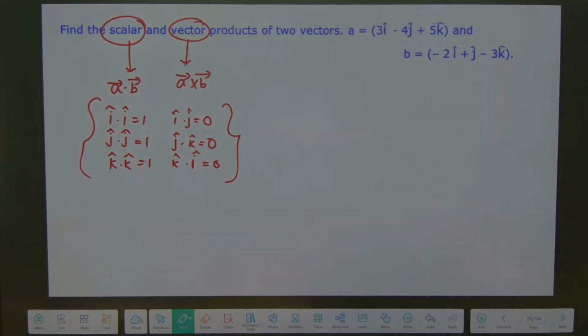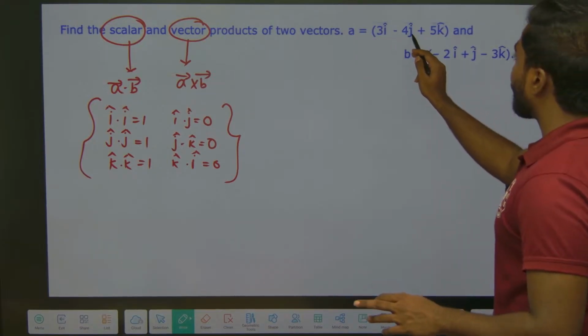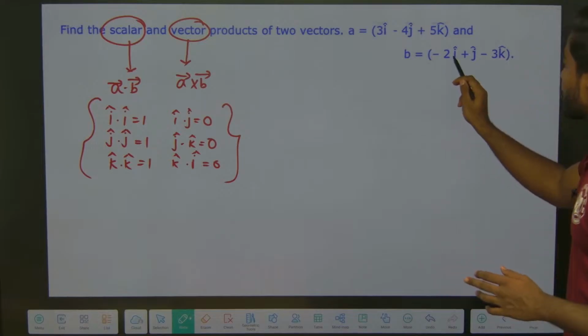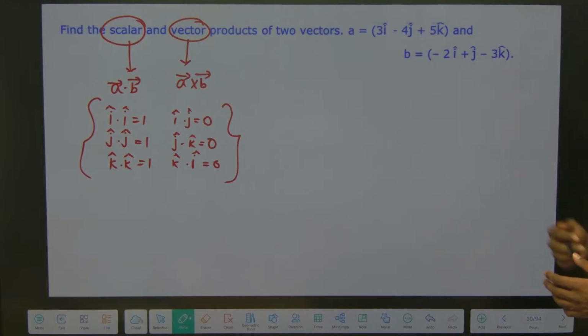Sir, and there is a minus, right? So 3i cap minus 4j cap plus 5k cap, and minus 2i cap plus j cap minus 3k cap. Yes, including the symbols also we should take in the matrix. First one answer: minus 6i minus 4j minus 15k.